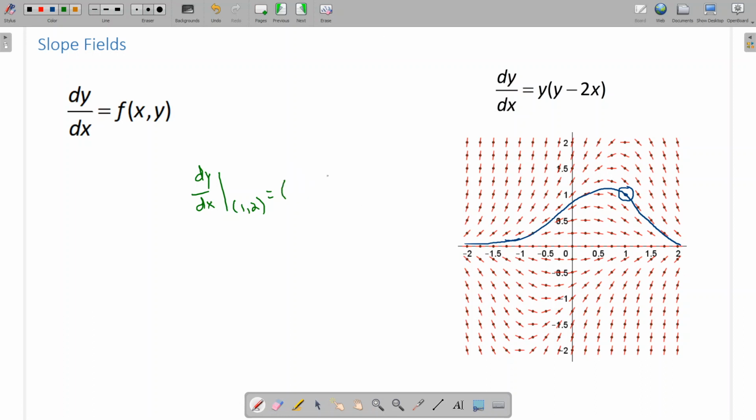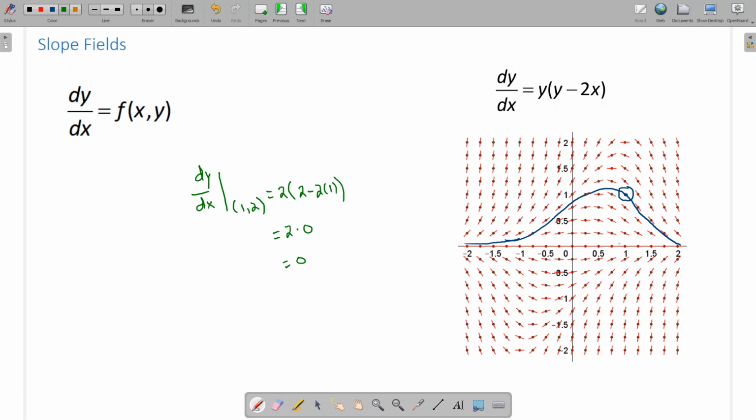All right, plug in 2 for the y, so 2, and I don't need that parenthesis. All right, 2 times 2 minus 2 times 1. I think we got it right that time. And then simplify this. Inside you can see that's just 2 times 0, so you get 0. So we're saying the slope of the tangent at the point (1, 2) should be 0. In other words, we should have a horizontal tangent.